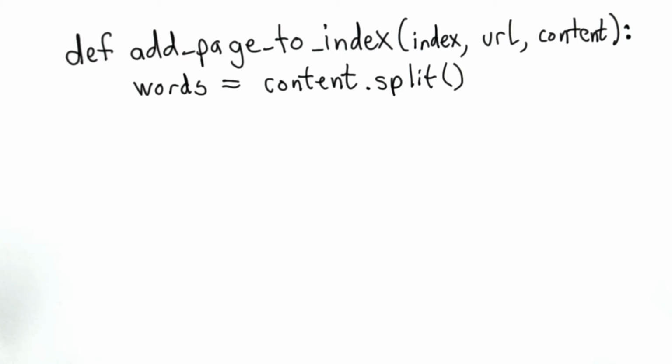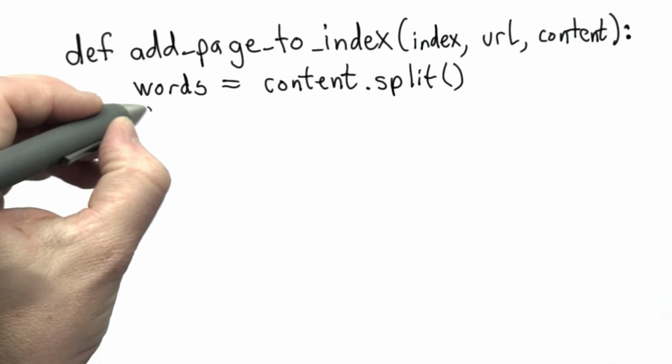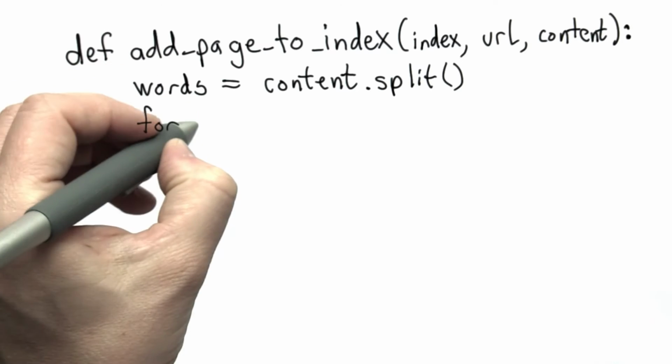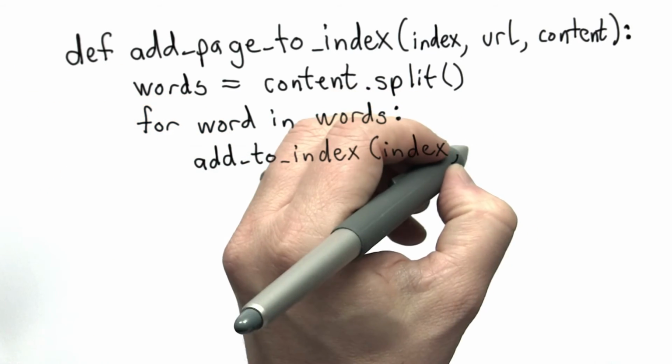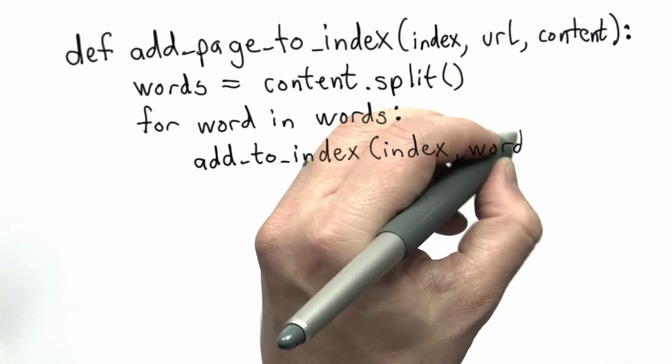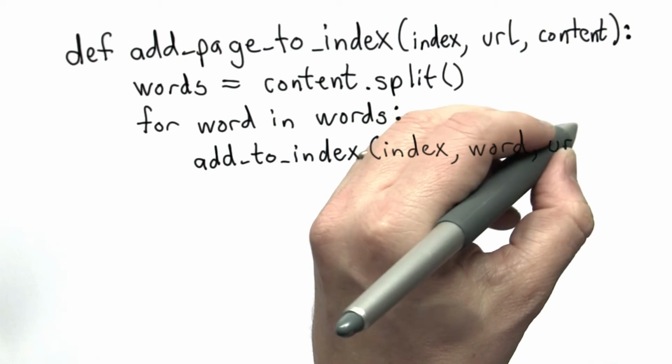Then what we want to do is go through all the words, adding each word to the index. We can do that using a for loop. So we're going through the words. We'll use word as our variable. And for each word, we call add to index, passing in the index, the word, and the URL.